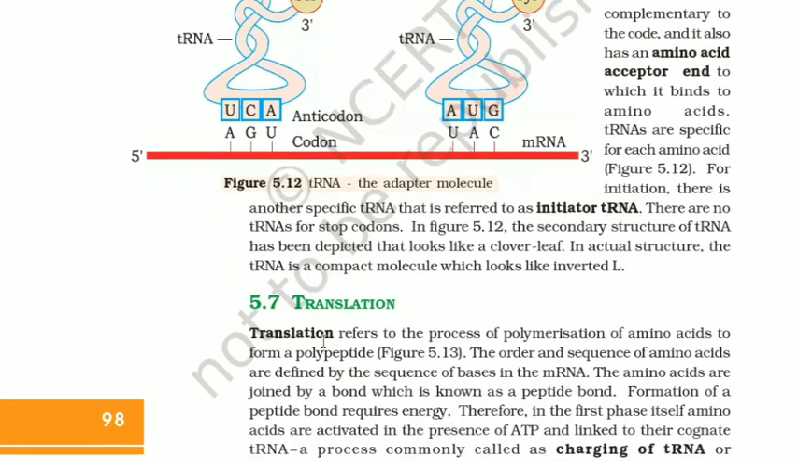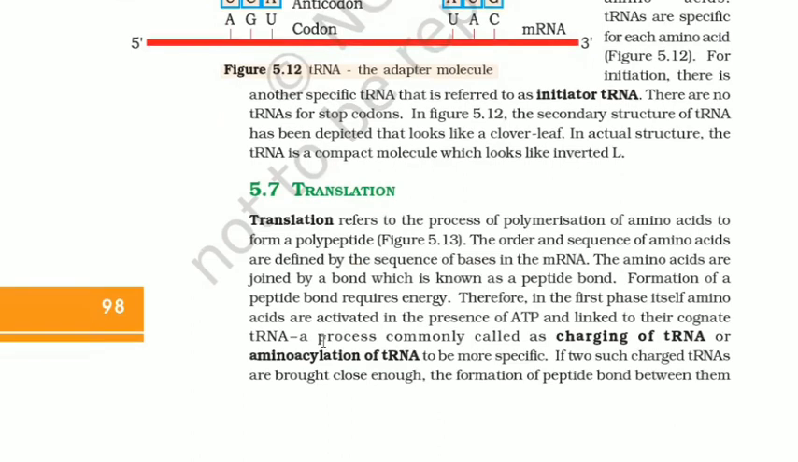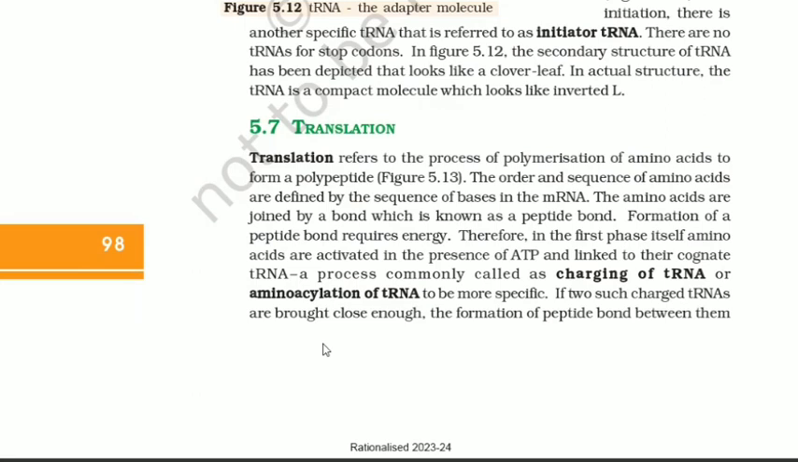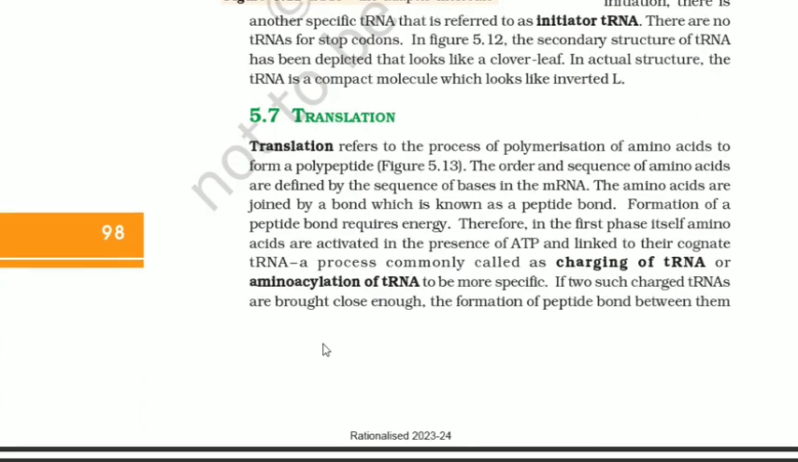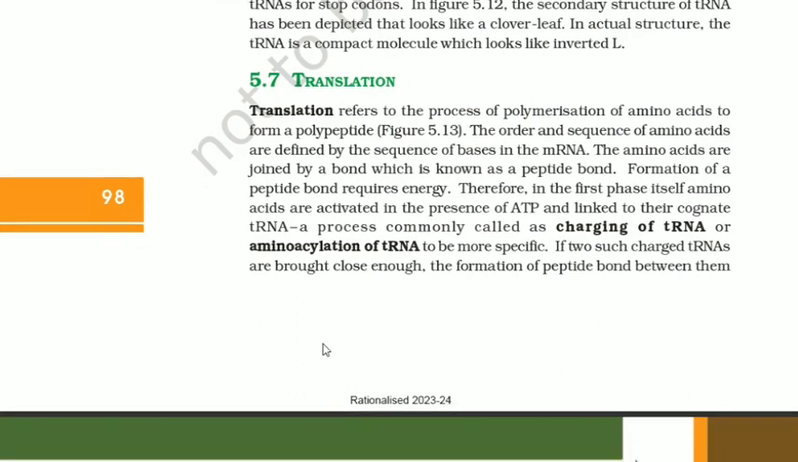tRNAs are specific for each amino acid. For initiation, there is another specific tRNA that is referred to as initiator tRNA. There are no tRNAs for stop codons. In figure 5.12, the secondary structure of tRNA has been depicted that looks like a clover leaf. In actual structure, the tRNA is a compact molecule which looks like an inverted L.